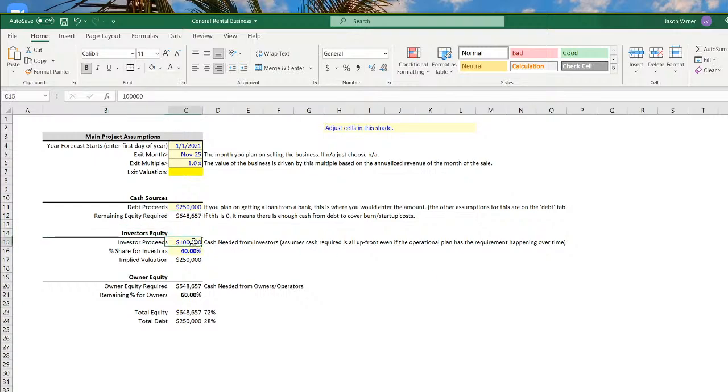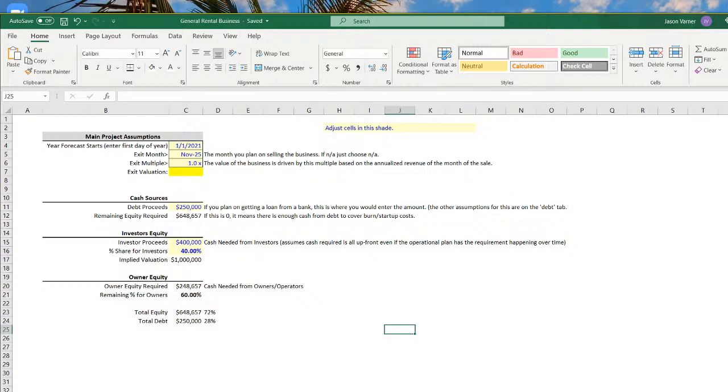Then we have how much the investor contributes and how much they get for that. And then implied valuation. And then owners would have to come up with the rest because there's no other sources of cash at that point. Let's put investors up at like 400. All right. So that's all we need here.